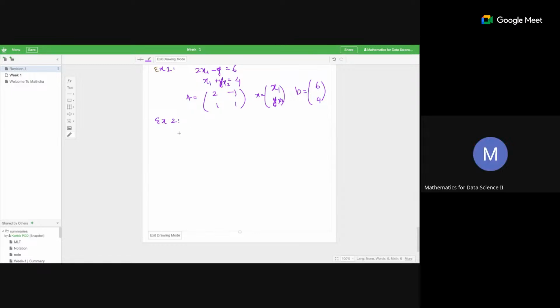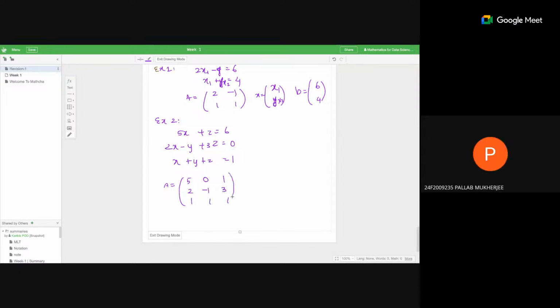So let us say you have 5x plus z is equal to 6, 2x minus y plus 3z equal to 0, x plus y plus z is equal to 1. Now can you tell me what is your A? 5, 0, 1; 2, minus 1, 3; 1, 1, 1.